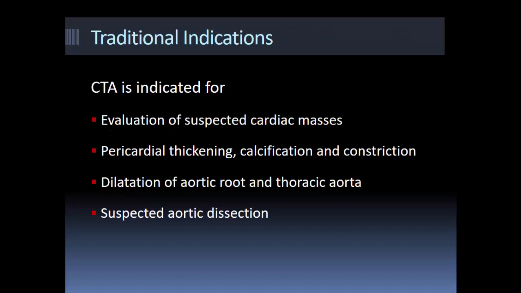Okay, then we have the traditional indications for CT angiography. Patients with suspected cardiac masses, pericardial thickening, wanting to exclude calcium in the pericardium, constriction, etc. For looking at dilatation of the aortic root and the thoracic aorta. For dissection, for acute type A dissection, CT angiography is probably the best technique if you want to exclude that in an acute patient. Okay, so thank you. So that's a very brief overview of the indications of cardiac CT.